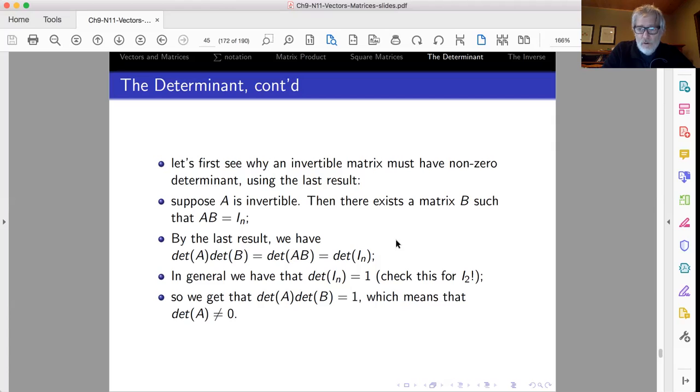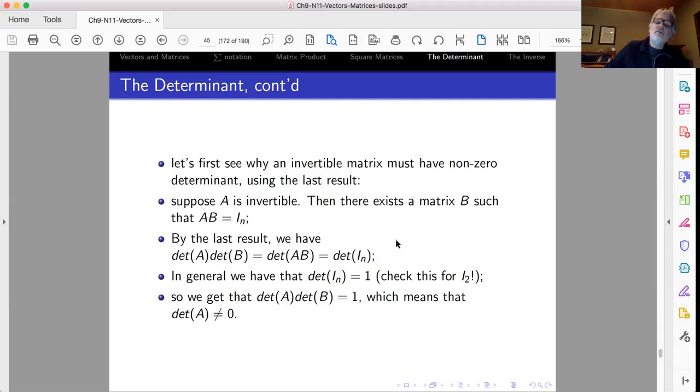So for sure, the determinant of A cannot be 0. You see, this is clear because if it were 0, you'd multiply by anything and still get 0. So you can't get 1, okay? So the determinant of our matrix A, which I suppose was invertible, cannot be 0. So we've got that direction, right? So any invertible matrix must have non-zero determinant, okay?